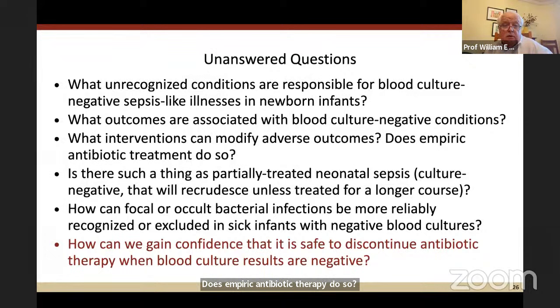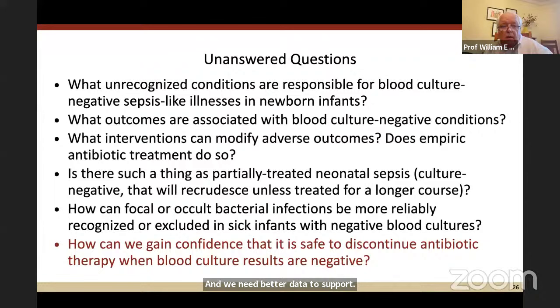Antibiotic therapy in the absence of bacteremia is not likely to be helpful, but if you have a focal bacterial infection, such as osteomyelitis or bacterial meningitis, it may be actually quite essential. Is there such a thing as partially treated neonatal sepsis? That is, it's culture negative, but it will recrudesce unless treated for a longer course. This belief is really the driving force behind our common practice of, I know the culture is negative, but I'm gonna continue the antibiotics because I think the baby has bacterial infection. And we need better data to support that practice.